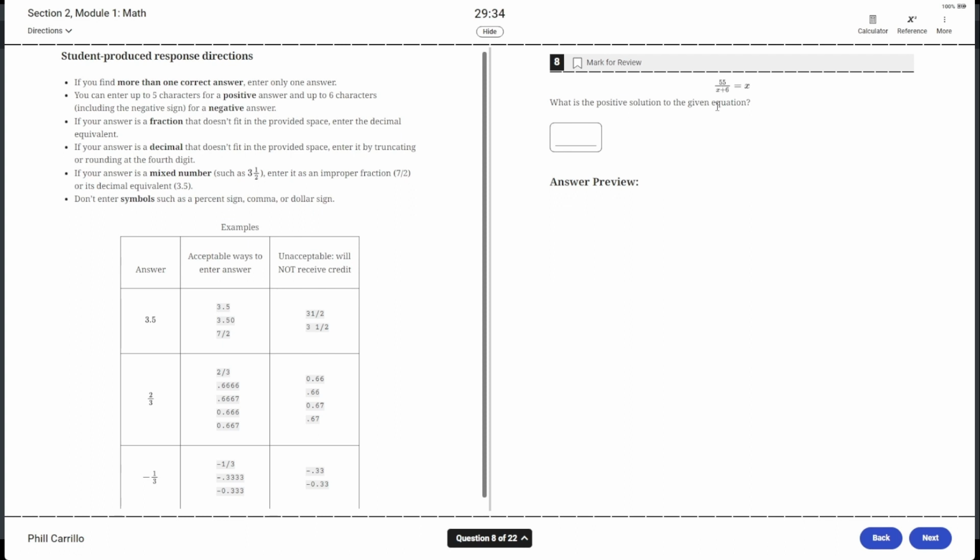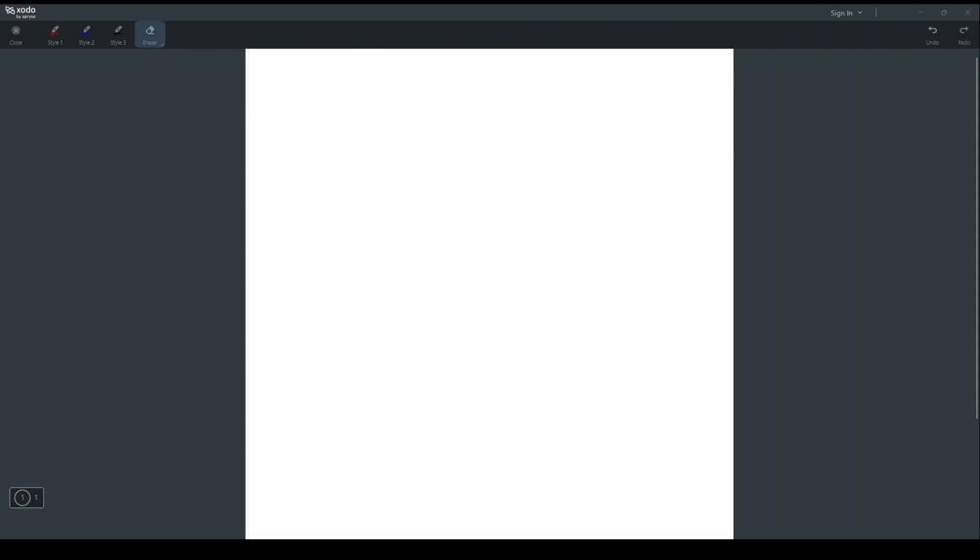I think it's scrap paper time, just to be safe, you know. So you got 55 over x plus 6 equals x. Multiply both sides by x plus 6, basically, right? I mean, this is me.